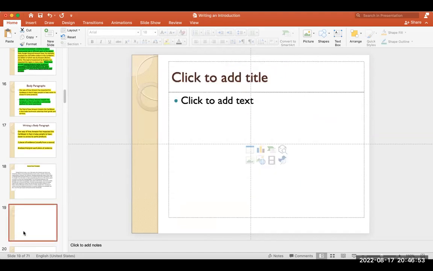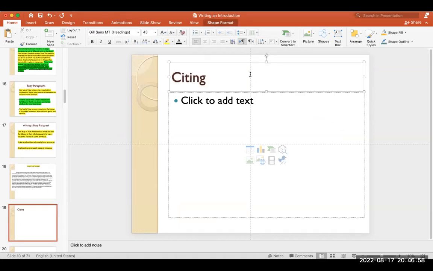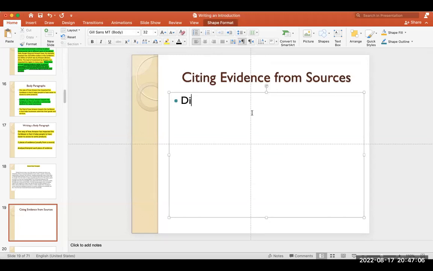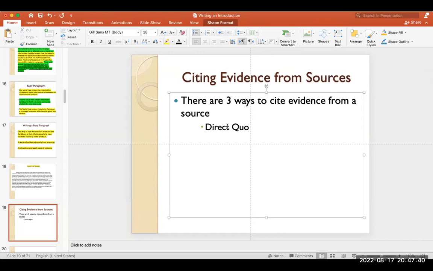Yes, sir. All right. The other thing I want to touch on is citing evidence from sources. This is critical. There are three ways to cite evidence from a source. I want to increase the size. You have direct quotation, summary, or paraphrase, P-H-R-A-S-E. These are the three ways of how you cite sources in a paper.